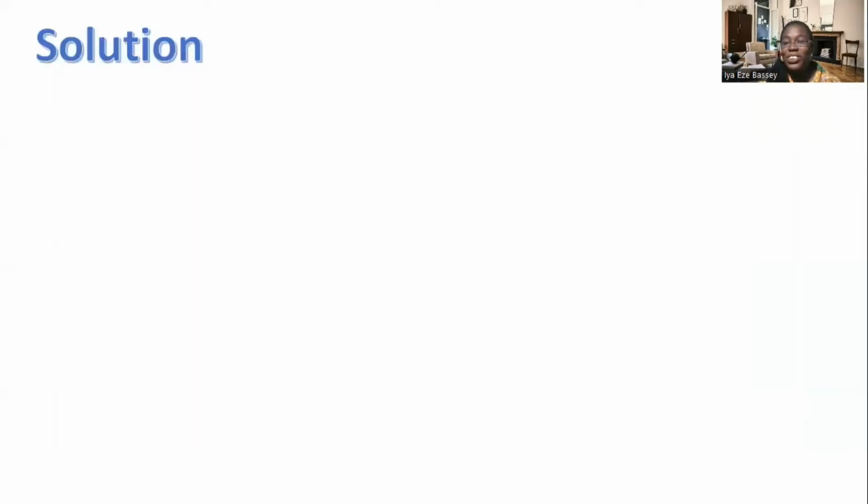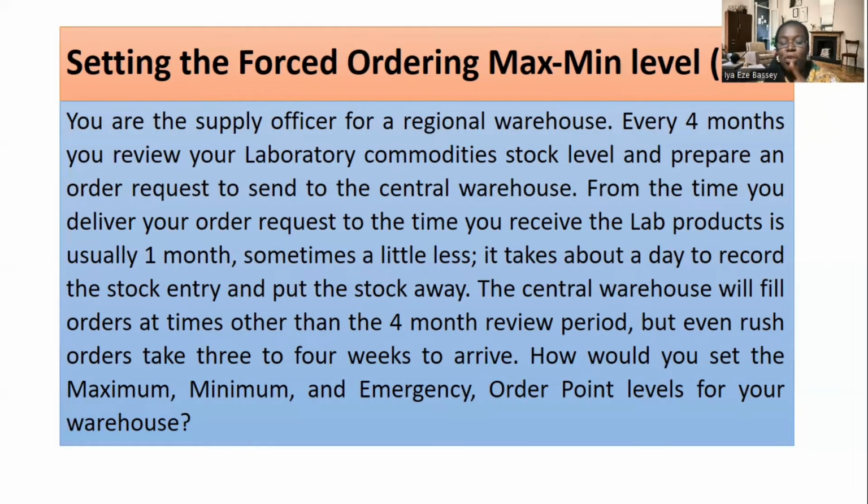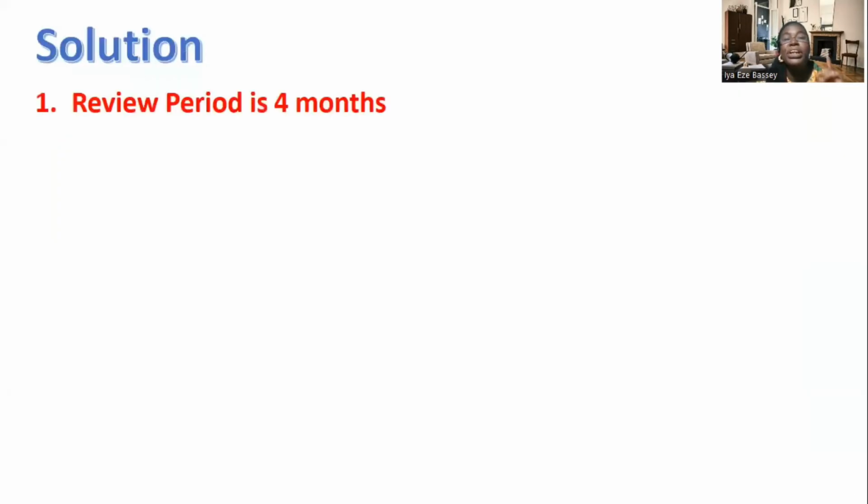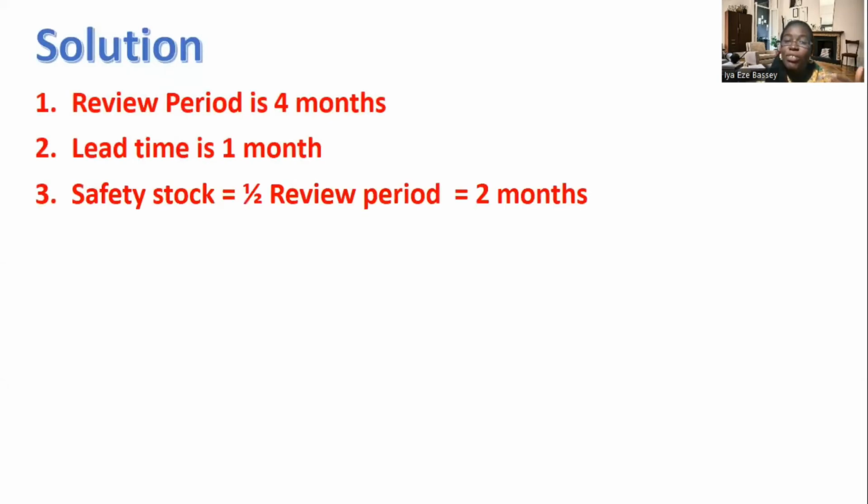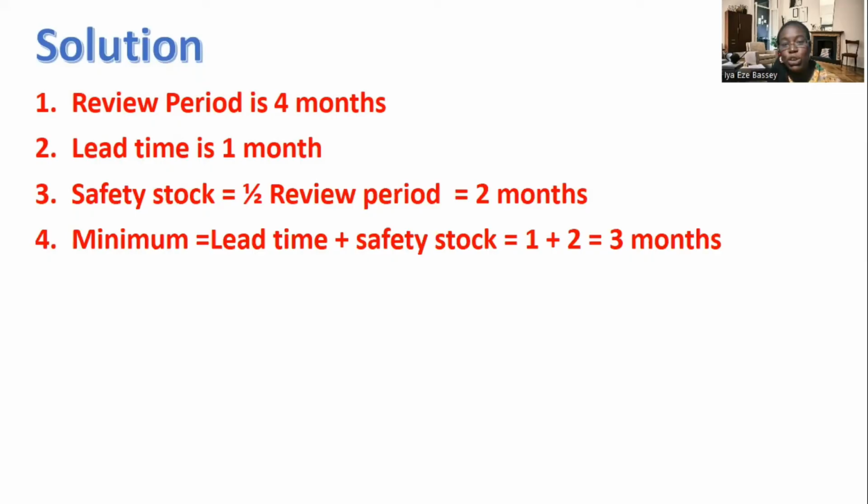So if you do know that, you should know your review period. I'm going to set out the things we need to calculate your max, your min, and other things. First and very important, your review period is 4 months. That is from that question; I didn't take it from anywhere else. Let's go back there: every 4 months you review. So your review period is 4 months. Your lead time is 1 month. The safety stock, which is half of the review period, should be 2 months.